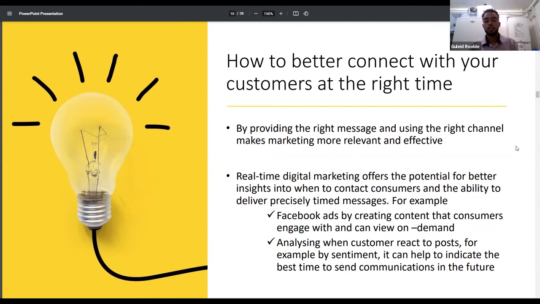Certainly analyze the reactions on your posts. Again, this is all an analytical framework, and by being more of an analyst, you will think more like a marketer, and you'll also go into your customer's shoes, because by sitting in your customer's shoes, you'll know exactly what they like and what they don't like. So then your activities and your communications will show that. Okay, so next slide, please, Ben.